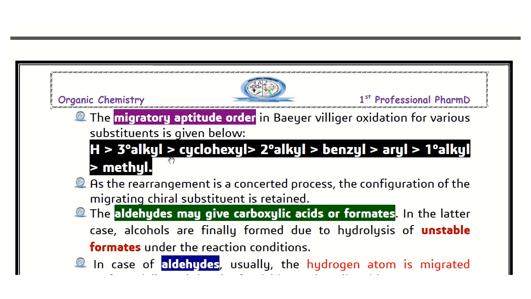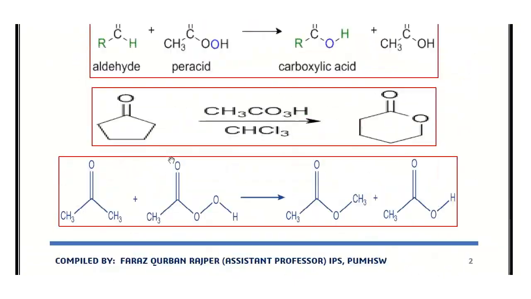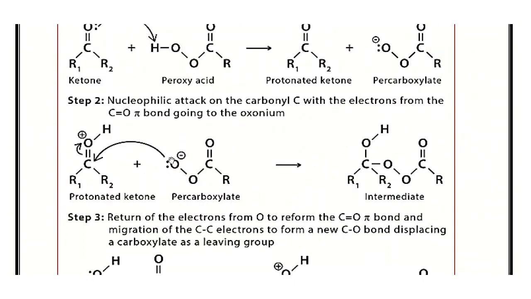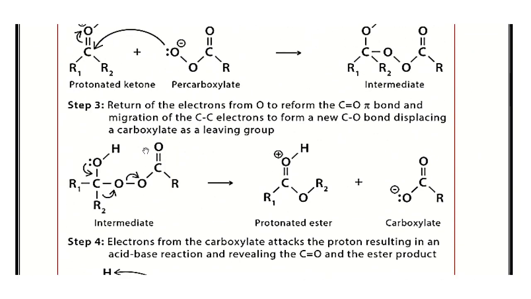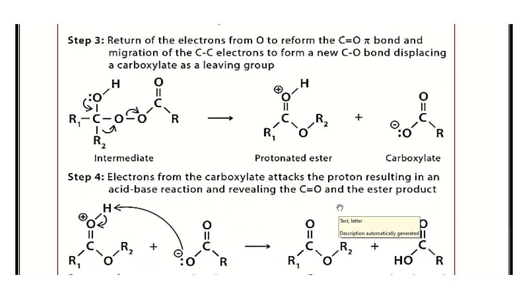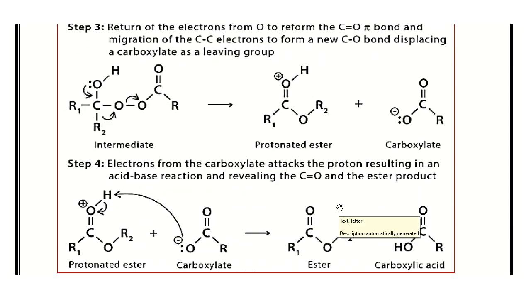So this rule will be followed in the third step, the most important step of the Baeyer-Villiger oxidation, in which the protonated ester will be formed. In this way, protonated ester and carboxylate ion will be formed. In the protonated ester, you may observe that oxygen has the positive charge and also has the proton. So that is also unstable, so it must be converted into our desired ester molecule.